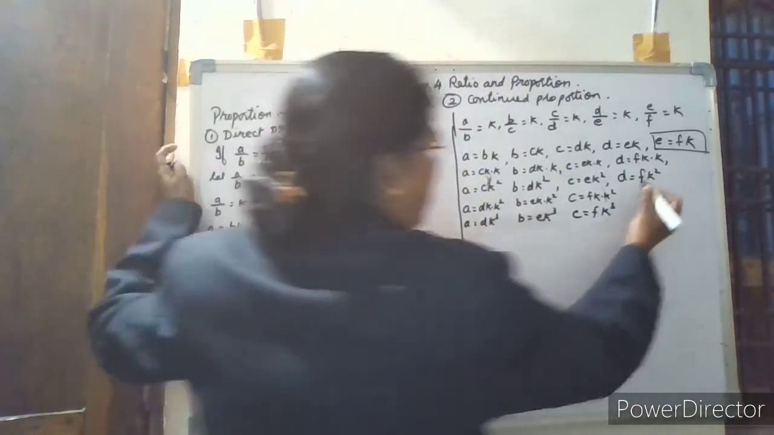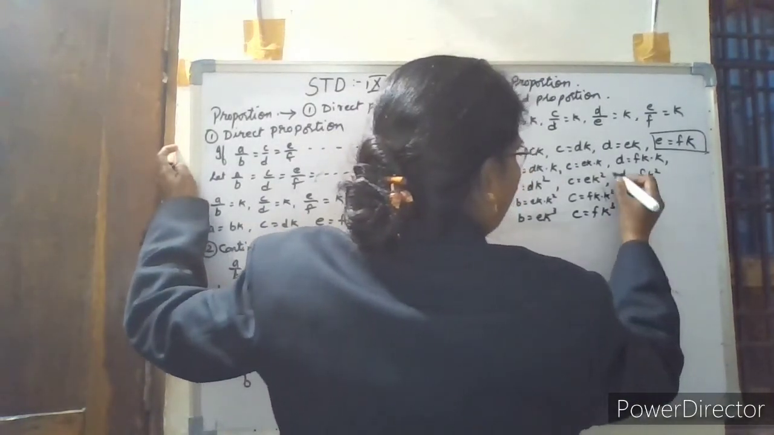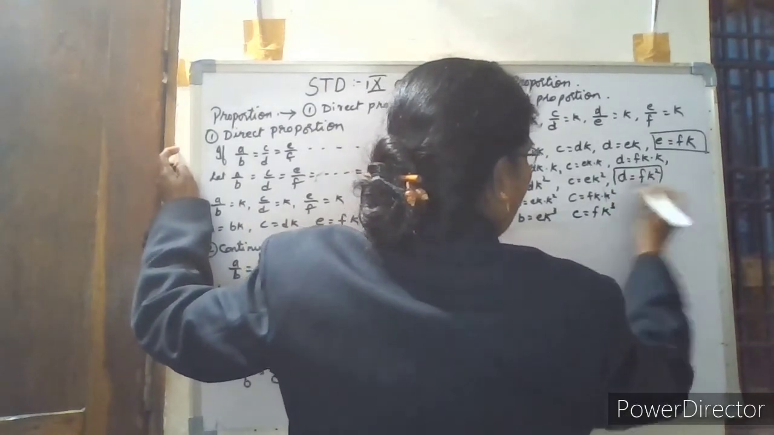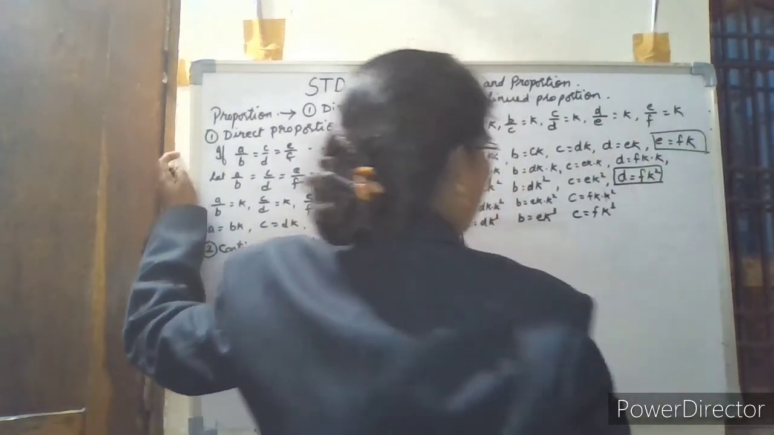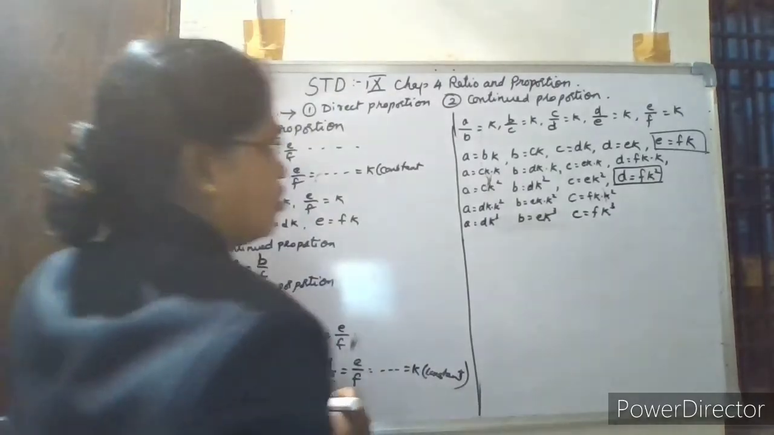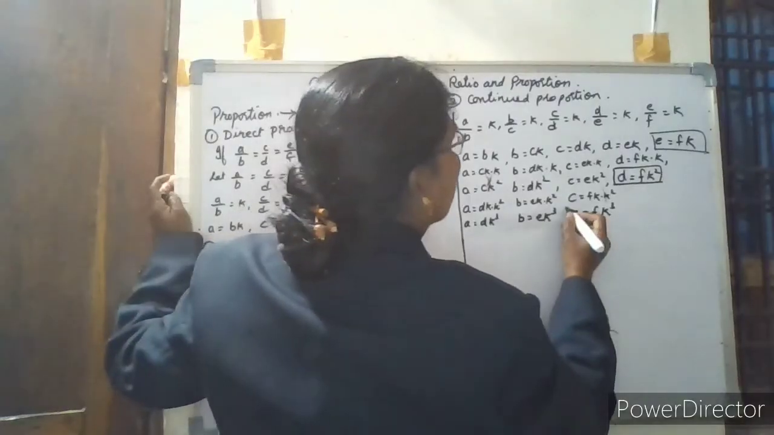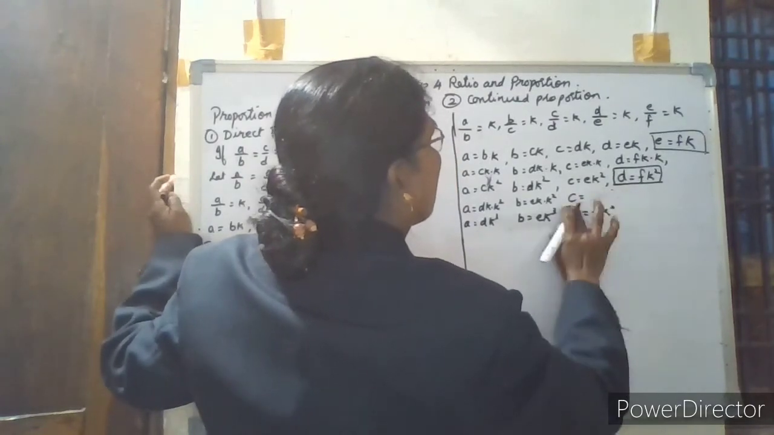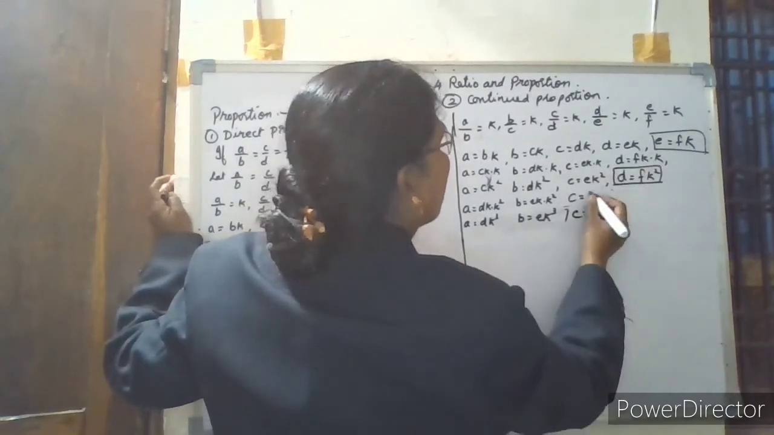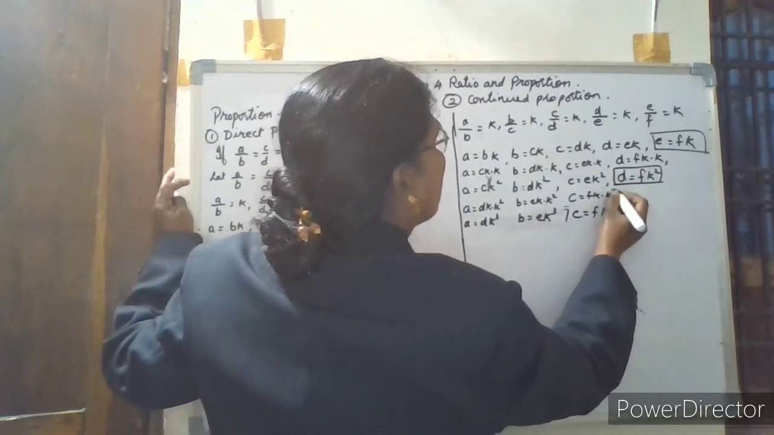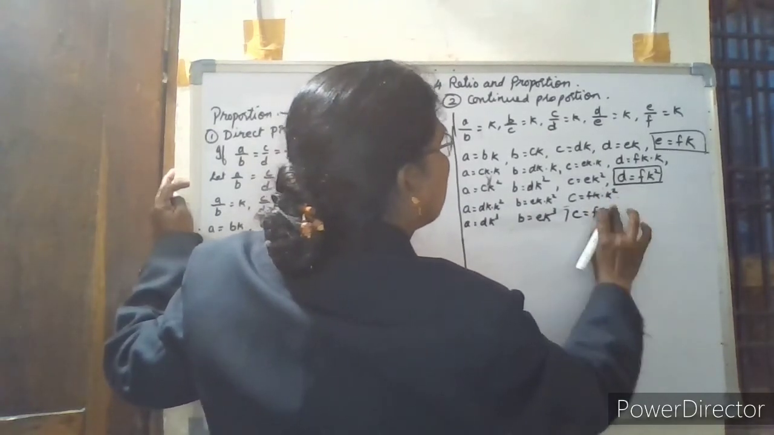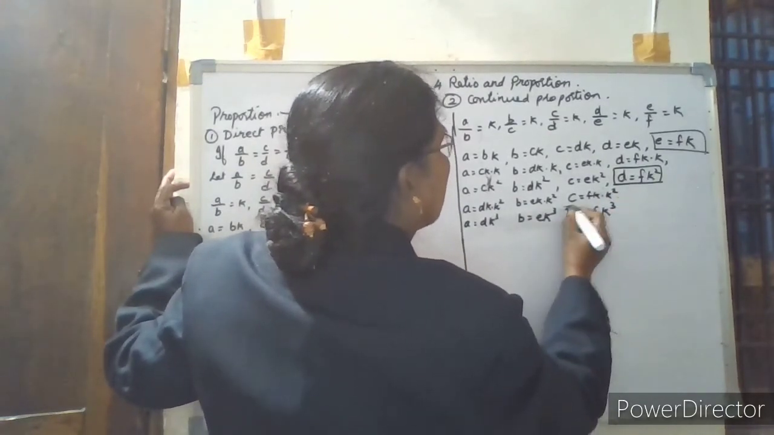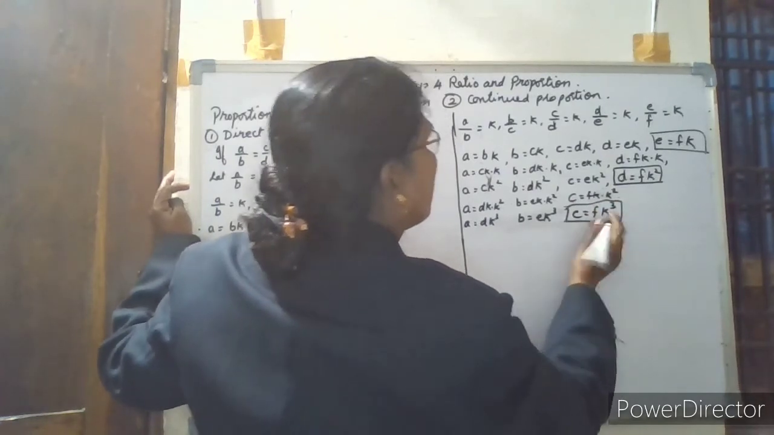D is equal to fk terms. This is over. D value is ultimately fk squared. Yes, C value is also E value as fk into k squared. So C value is equal to fk cube.